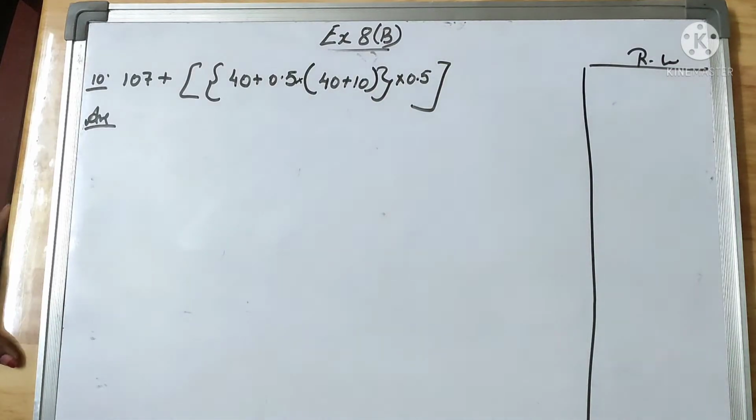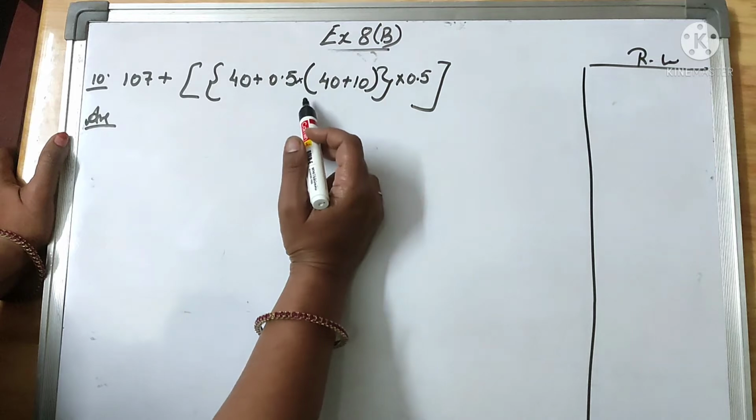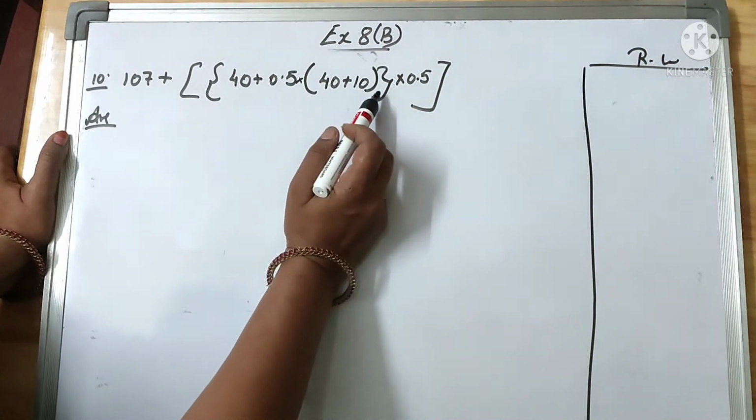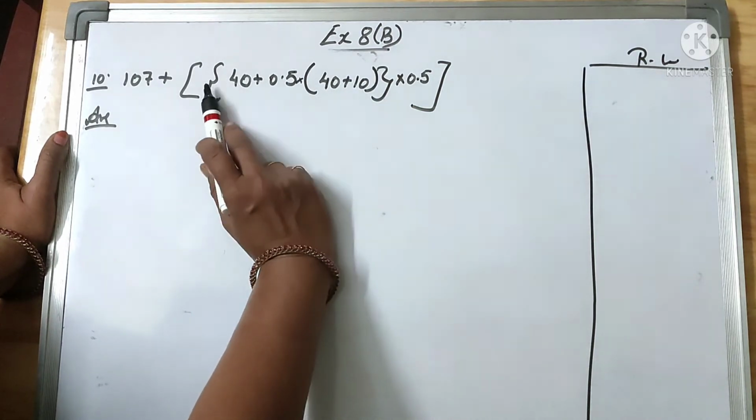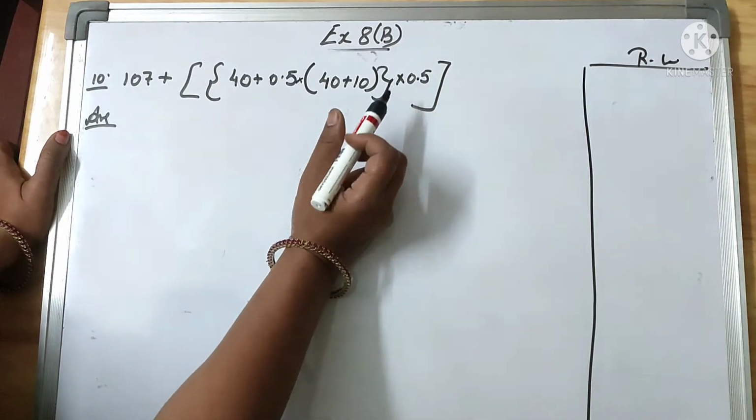Now first I will evaluate the expression inside the round bracket, then I will simplify the expression inside the curly bracket, and then I will simplify the expression inside the square bracket.